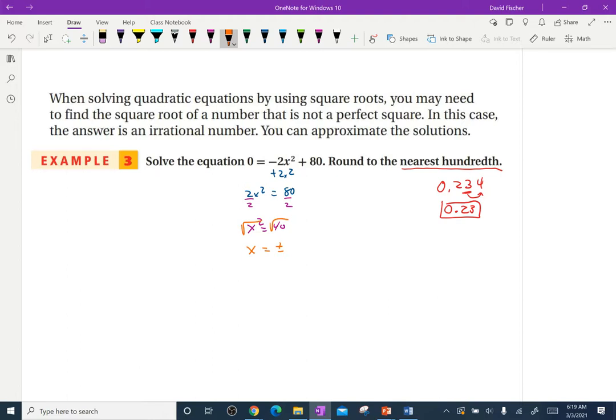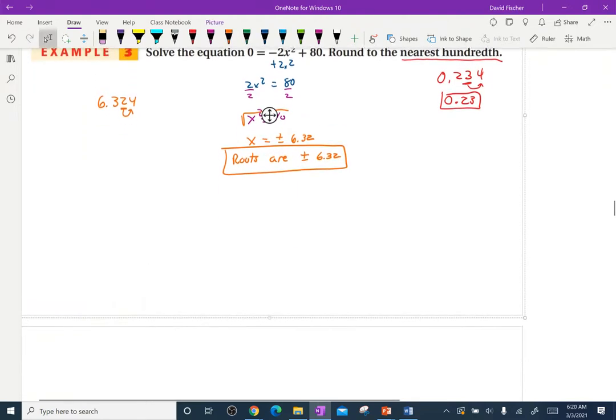And I'm getting 2 square root 10, but I want to convert that to a decimal. My calculator's spitting out 6.324. I don't care about the other digits. Here's the hundredths place. I'll look to the right, there's a 4. So I get 6.32. So my roots are plus minus 6.32. Okay. Again, pay attention to the rounding.